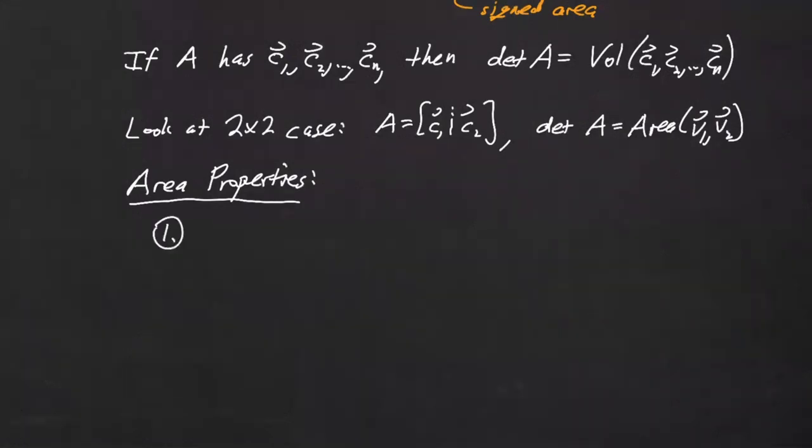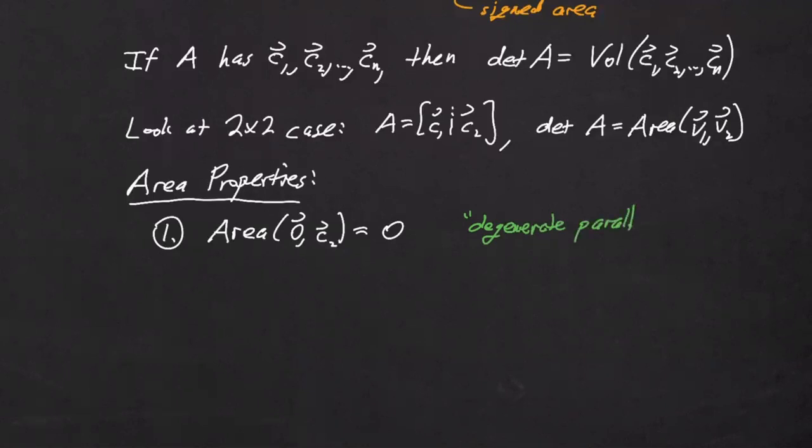is that if one of the vectors is a zero vector, then the area is zero, right? The zero vector, you don't get a parallelogram. It's sort of, we would say, a degenerate parallelogram, or there's really just no parallelogram at all. And so that's hopefully pretty clear.